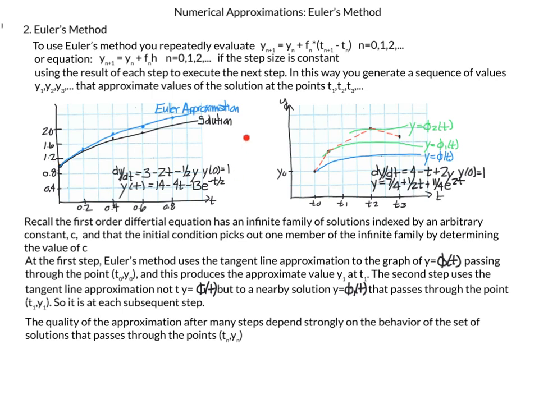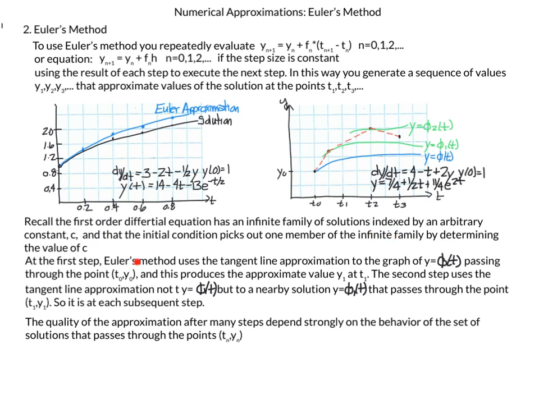So here's our approximation to the first problem we did, and here's a graph, an approximation to the second differential equation problem we did. This one, the solutions weren't quite as close. And what you want to recall is that when you have a first-order differential equation, you have infinitely many solutions because of that arbitrary constant c. And then the initial condition picks out one member of the infinite family by determining the value of c.